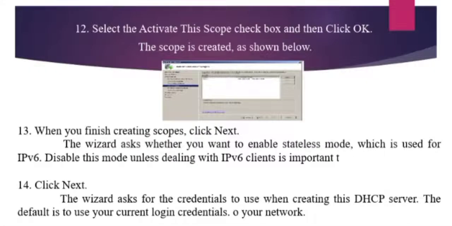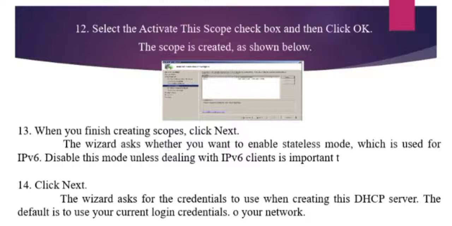12. Select the Activate this scope checkbox and then click OK. The scope is created as shown below. When you finish creating the scope, click Next. The wizard asks whether you want to enable stateless mode, which is used for IPv6. Disable that mode unless dealing with IPv6 clients is important.